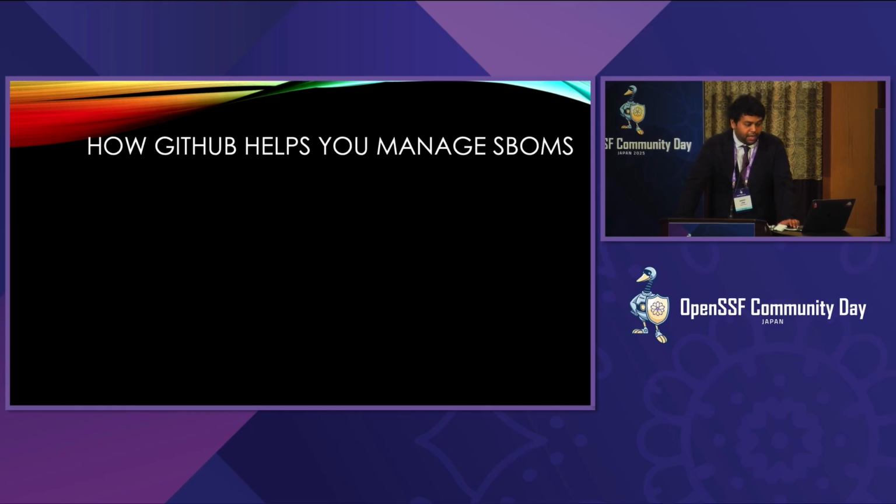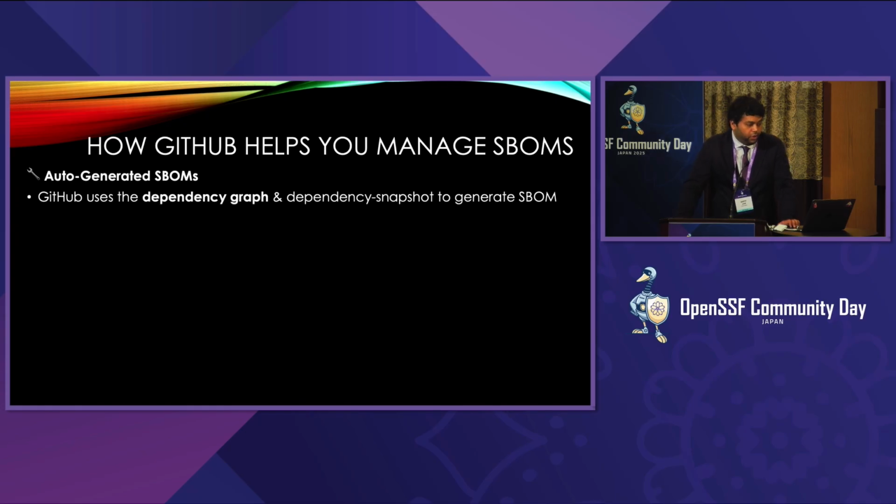So how does GitHub help you manage SBOMs? My presentation is around open source and mostly around GitHub. So these SBOMs can be automatically generated. As we discussed earlier, they use the dependency graph. It supports many ecosystems. I think in a previous talk we also covered this ecosystem support from GitLab, although this is for GitHub.